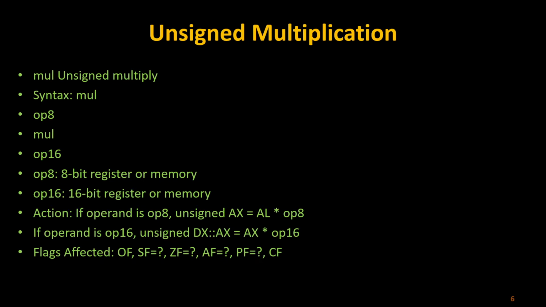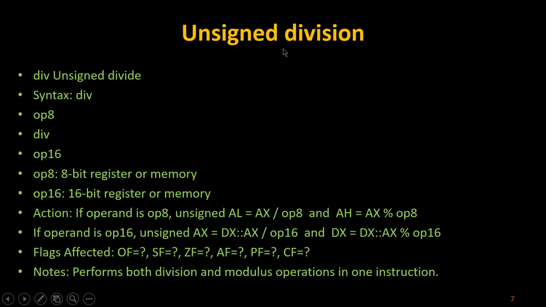And the next one is going to be your unsigned division. So in this unsigned division, your syntax is going to be div. It can be used for 16-bit as well as 8-bit. It can be a register or it can be a memory. In this, if you want to do an 8-bit operation in terms of unsigned numbers, if you are going to do it in terms of 8-bit, the value of AX is going to be divided by the 8-bit operand, and it will be saved inside your AL. So this is the thing which you have to be very careful about.